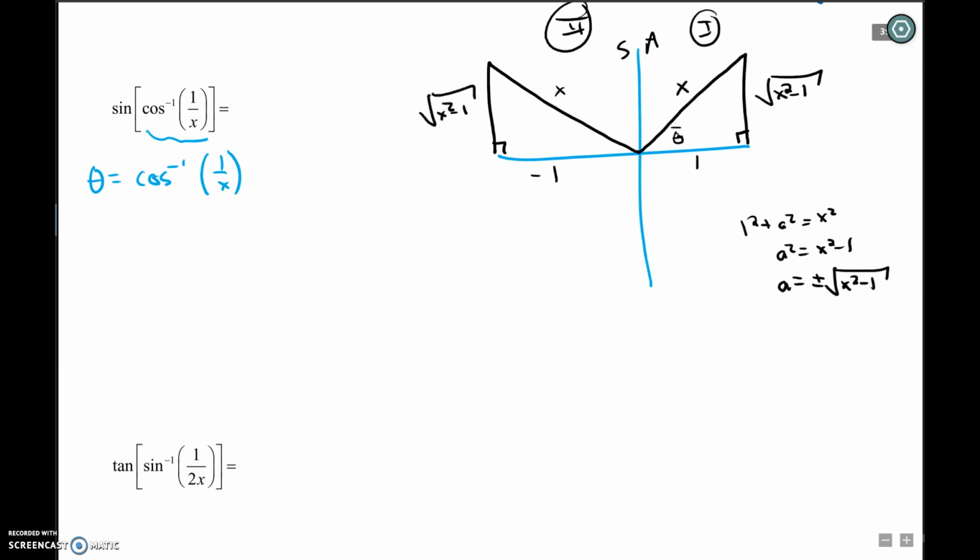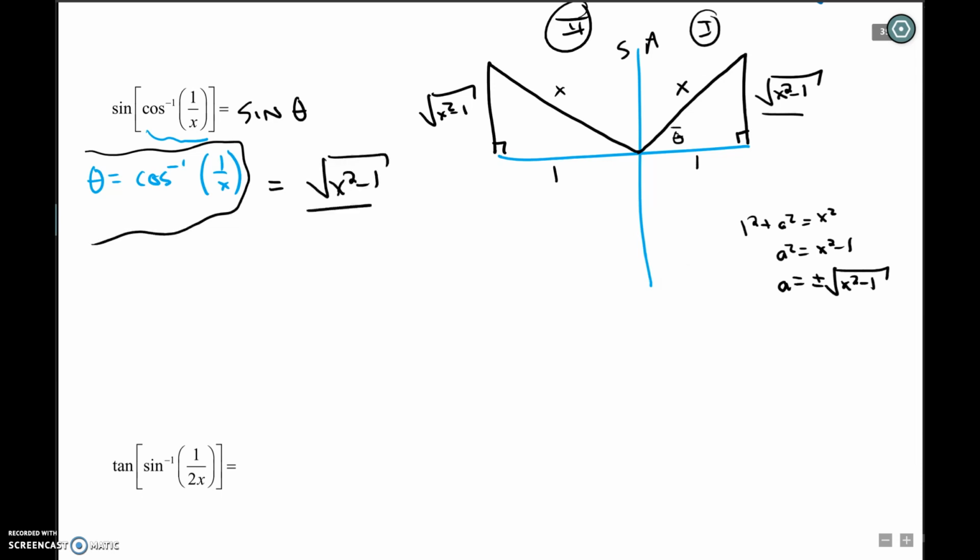Square root of x squared minus 1. And you can kind of see why we're going to have problems here. I'm saying my ratio is 1 over x. This is the one that, well, who cares? Let's just do it. What is the sine of theta? Sine of theta is opposite over hypotenuse. So there's my expression.